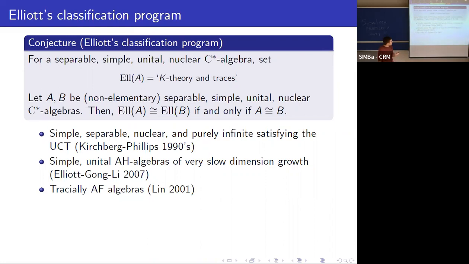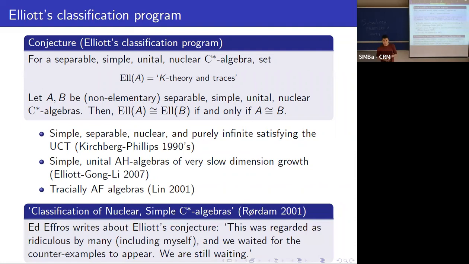So I want to give you a quote from one of my favorite books on classification, which is a quote of a quote in some sense, which says the following. Effros, for those of you who don't know, is a really good mathematician, writes about Elliott's conjecture: this was regarded as ridiculous by many, including myself. We waited for the counterexamples to appear. We're still waiting. This was in 2001. This is a book published in 2002, but the preface to this book was written in 2001.